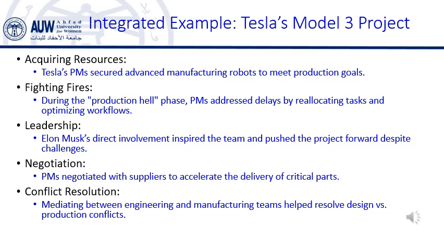Negotiation examples in the Model 3 project. Battery supply negotiations. Tesla negotiated with Panasonic to supply the batteries needed for the Model 3. This was a critical part of the project, as the battery supply chain was essential for meeting production targets. Workforce negotiations. Tesla also had to negotiate labor terms with the workforce, especially as production ramped up. Ensuring that workers were satisfied and productive was important for keeping the project on schedule.